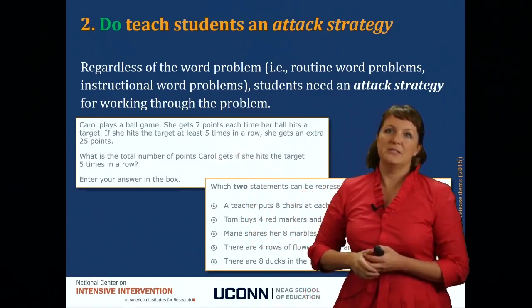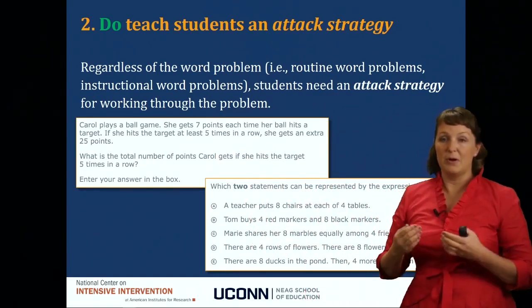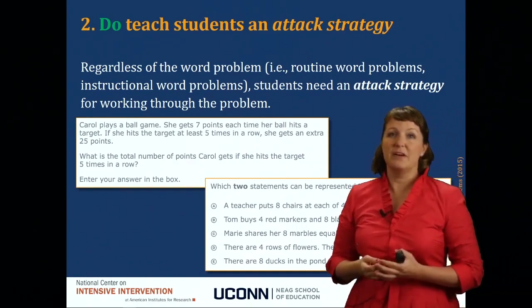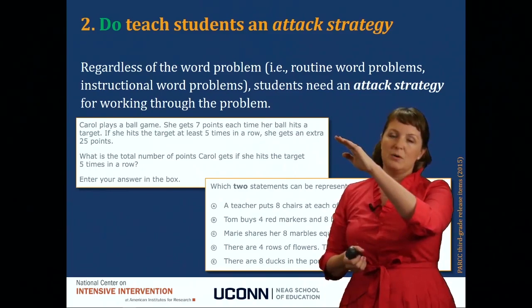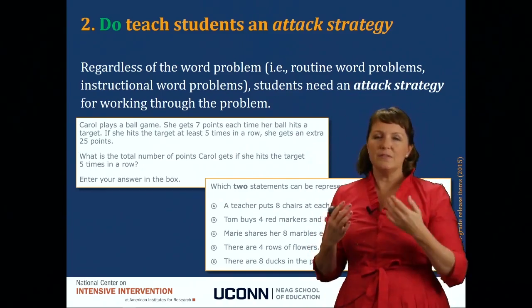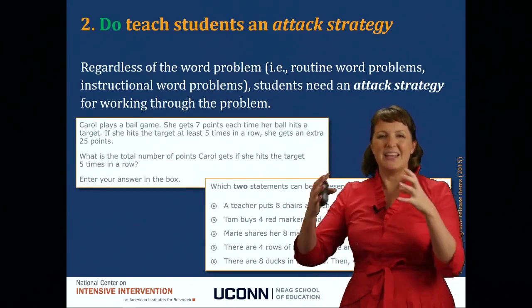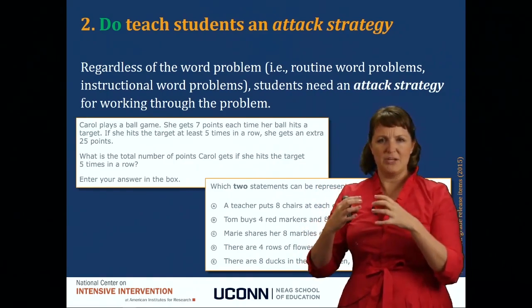So here, Carol plays a ball game. She gets 7 points each time her ball hits a target. If she hits the target 5 times in a row, she gets an extra 25 points. So this is what we call a routine word problem. The students are given all of the information within the word problem, and they have to manipulate that information.